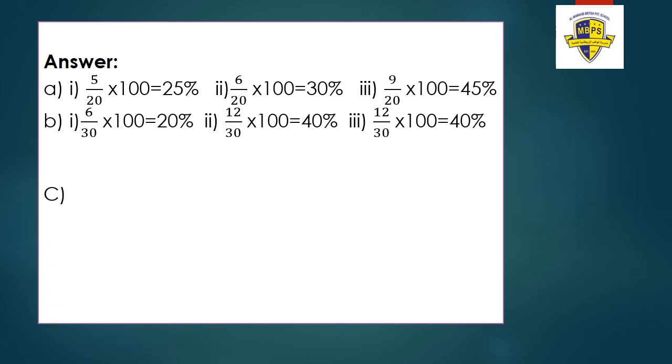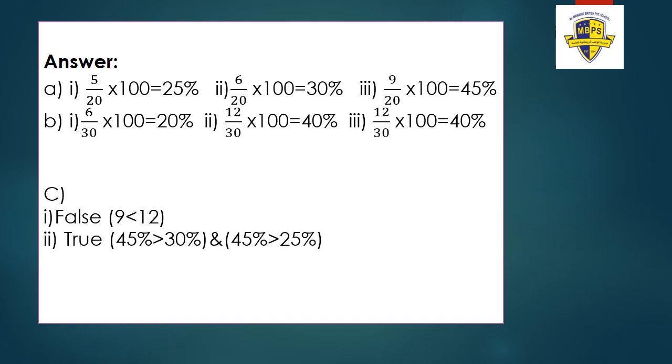Now in C, it says, are these statements true or false? More boys than girls were overweight. It's false, because we have 9 boys and 12 girls. So 9 is less than 12.